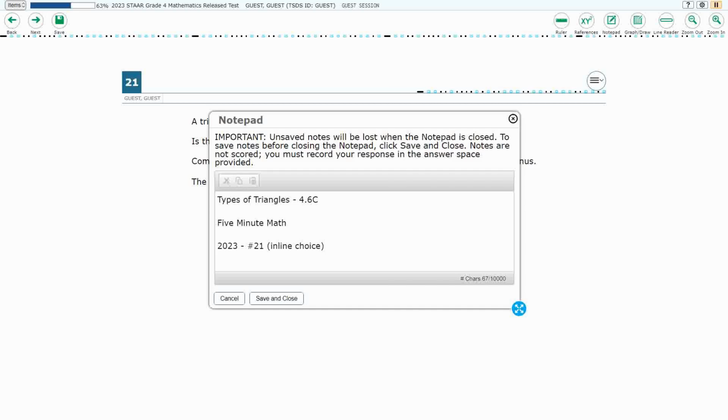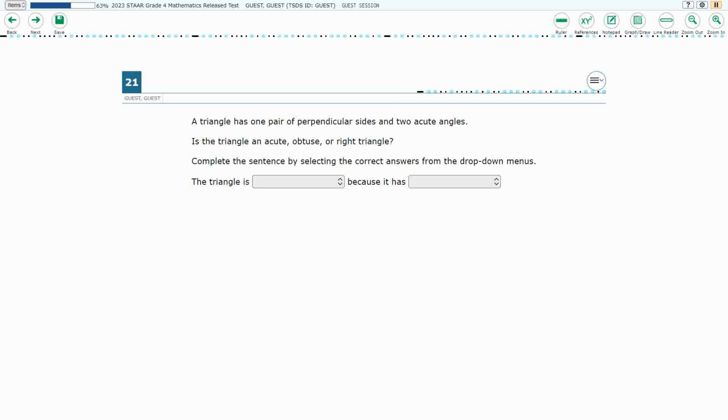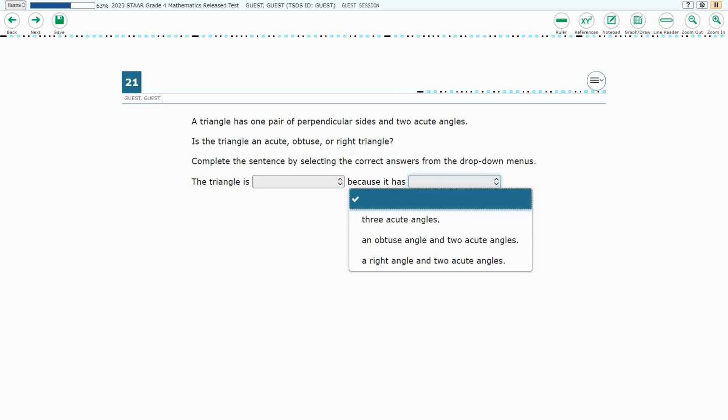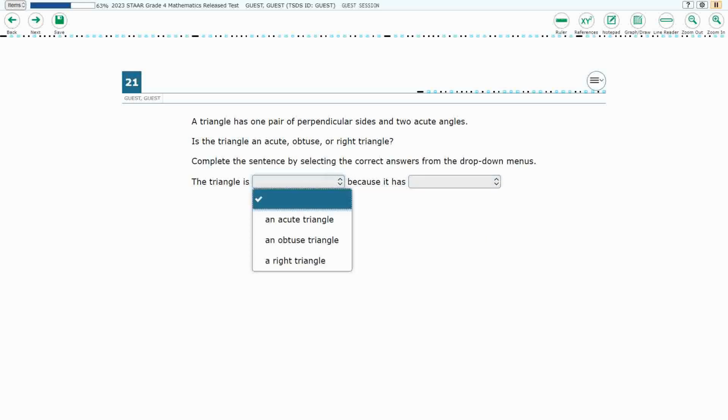Today we are looking at the fourth grade concept of types of triangles. This is standard 4.6c in the great state of Texas, and we are using item number 21, which is a new item type called inline choice of the 2023 released STAAR test. If you haven't done so already, please go ahead and take a moment to pause the video, work this problem out on your own, unpause it, and we will look at our answers together.